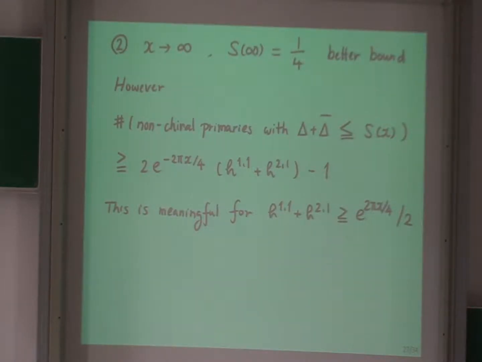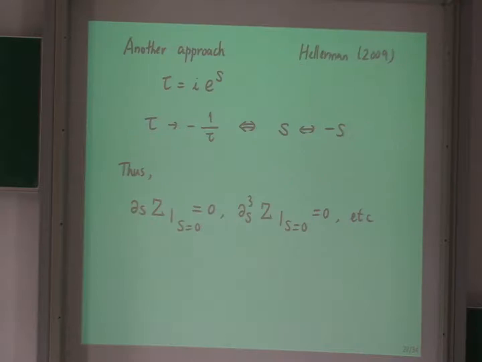There is an alternative approach to this kind of program, which was actually pioneered by Shimon Tellerman. There he noticed that if you parameterize the torus modulus tau, and express it in terms of S, then the modular invariance can be expressed as a reflection of S. That means that if you take one derivative of Z and evaluate it at S equals 0, namely tau equals i, or three derivatives, they should all give you 0. That can also be thought of as a consequence of the modular invariance. So we can try a similar thing in our case.